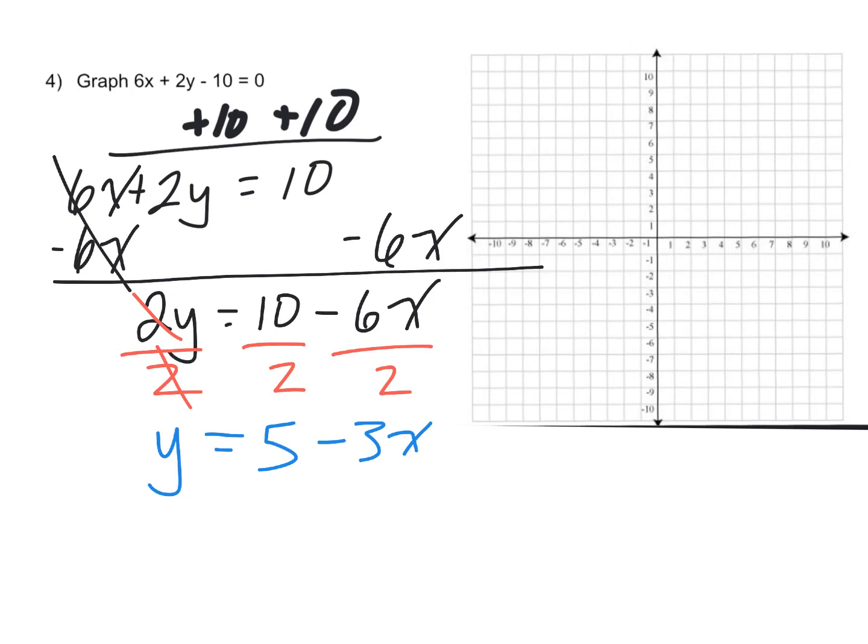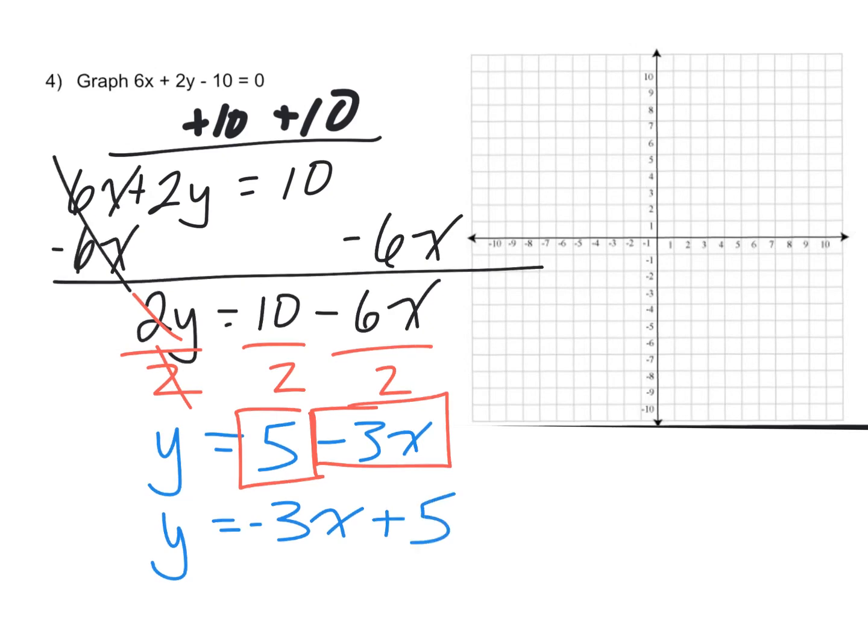We're not quite in y equals mx plus b form, so I rearrange to make it into y equals. Don't forget, this is a whole term right there, so you have to move the sign with it. So it rearranges to be -3x. And then again, you have to move the whole term, and so that is +5. Now we have it in y equals mx plus b form.